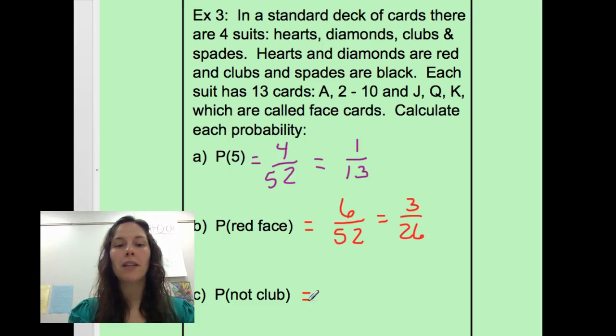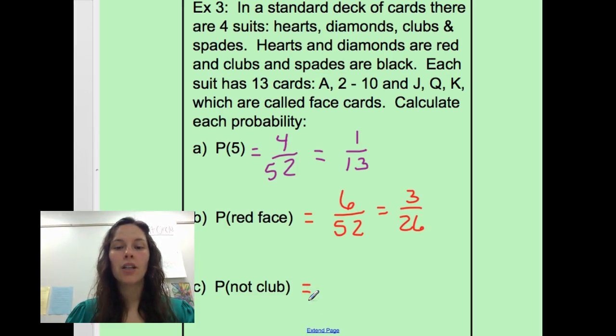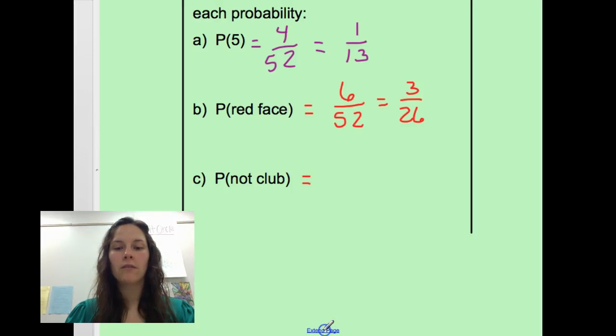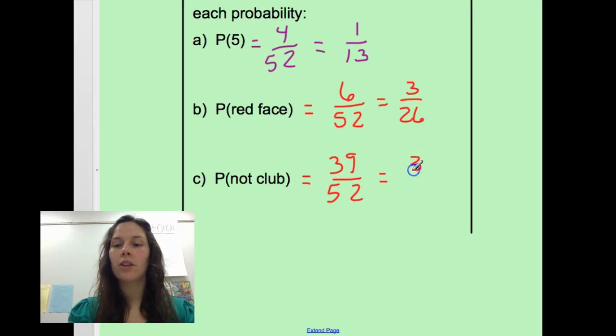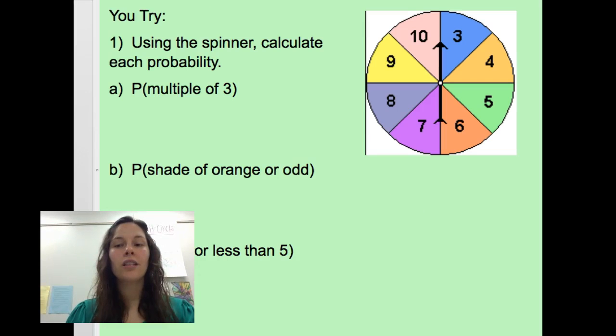And finally, the probability that it is not a club. So everything other than the clubs. So that gives us the hearts, the diamonds, and the spades. So 13 times 3 is 39 out of 52. Dividing them each by 13, we get 3 out of 4. Using the spinner, here are your you try questions.